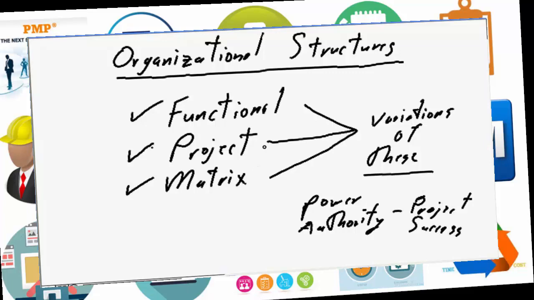If you are in a project-based organization, you have more or less ultimate power to ensure your project is successful. If you're in a functional organization, you may have limited power within which to enact specific project success factors. And a matrix is going to be a hybrid of that. We will discuss each of these organizational structures in much more detail throughout this nugget.